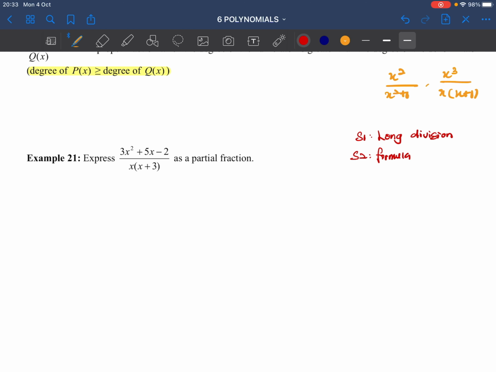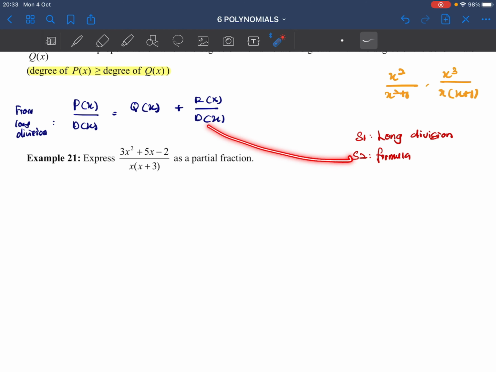From long division, we will have P(x) over D(x) equals Q(x) plus R(x) over D(x), which is the exact same thing that we do in subtopic 6.1. So that is the formula that we have to use. That is the second step. So this is for an improper fraction.